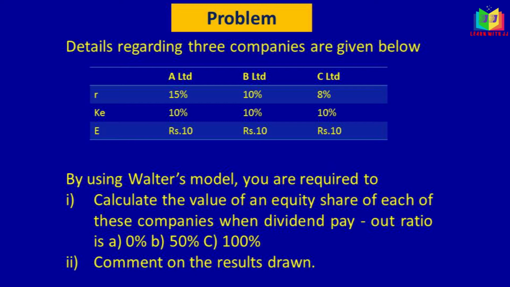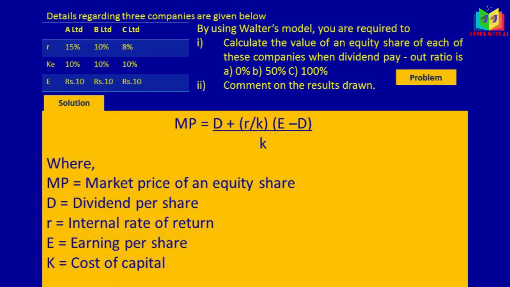By using Walter's model, you are required to calculate the value of an equity share of each of these companies when the dividend payout ratio is 0%, 50% and 100%. Comment on the results drawn. Here we have three different payouts and we need to find the value of the equity share, that is the market price of the equity share under these three payouts, and we have to comment on the results. Let's start doing the problem.